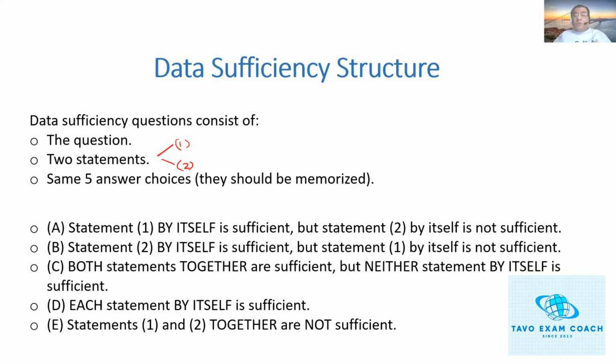Option C is when the 2 statements taken together allow you to give a unique answer to the question, but not independently. Option D is when each statement on its own allows you to give a unique answer to the question. And option E is when, even when you combine the statements, you don't get a unique answer to the question. Obviously, you cannot do that also with the statements alone.